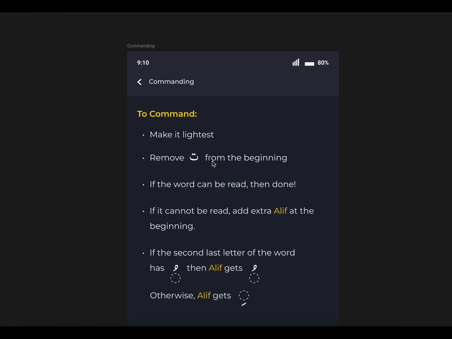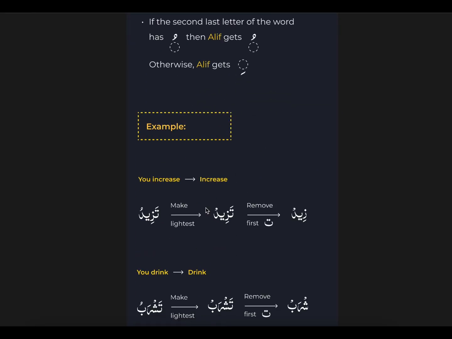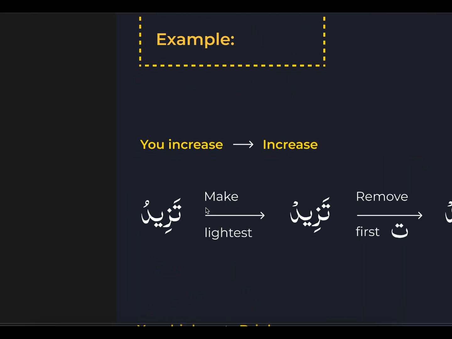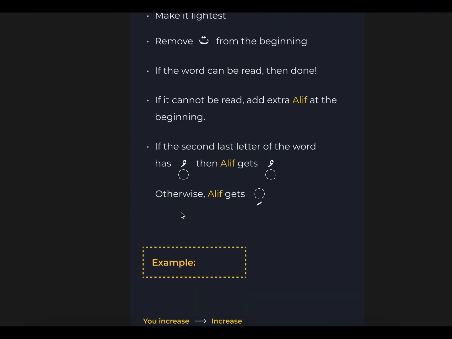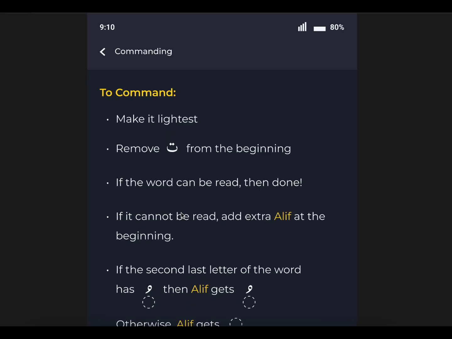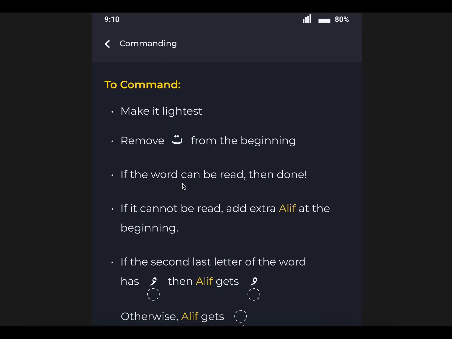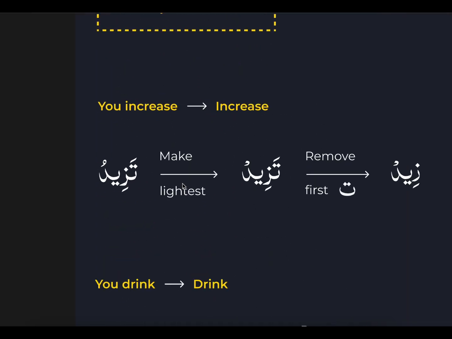I have to make the word lightest, and since we are going to make command of the anta versions, anta, antuma, antum, anti, antuma, antunna, there is going to be ta in the beginning. What do I mean by that? For example, if you see this word right here, tazidu, tazidu means you increase, anta tazidu, antuma tazidu. So there is always going to be ta in the beginning, so we have to get rid of that. That's the second rule. And if that can be read, then that is your command.